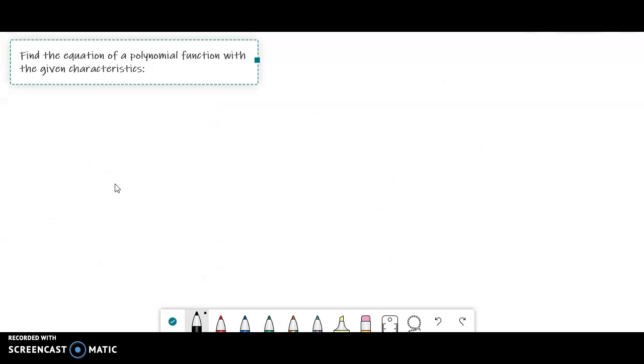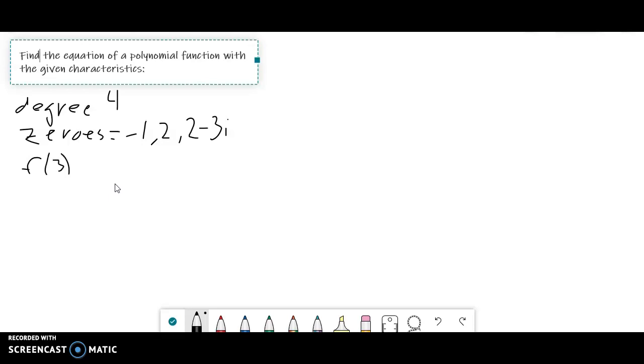Right, I want to look at a third and final problem. This time we're going to take a degree 4 polynomial. It's going to have an extra 0. Degree 4 polynomial. We are told 3 of the zeros are negative 1, 2, and 2 minus 3i. And we are also told that f of 3 is equal to negative 40.